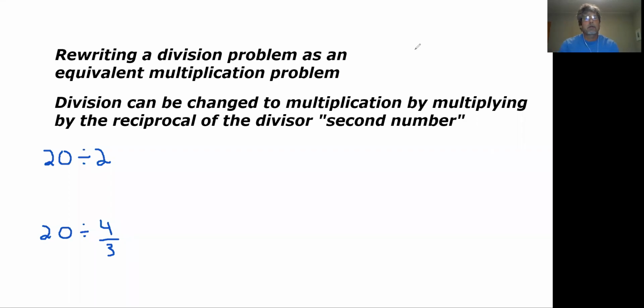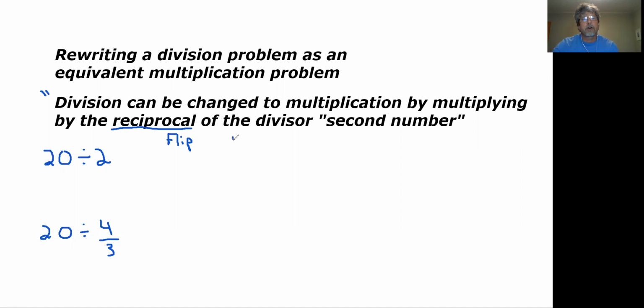So let's talk about rewriting division as an equivalent multiplication problem. One of the things we have is this rule that says division can be changed to multiplication by multiplying by the reciprocal of the divisor, which is the second number. So one of the words we have to understand is that word reciprocal. Reciprocal also kind of means to flip. It's kind of what we refer to as fraction talk.